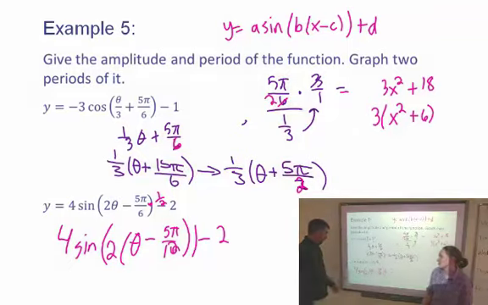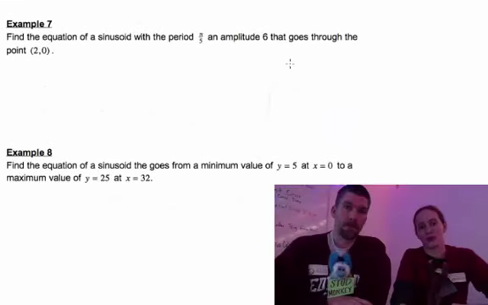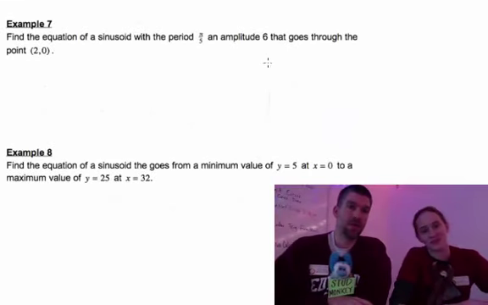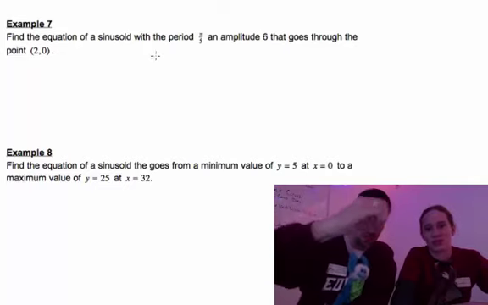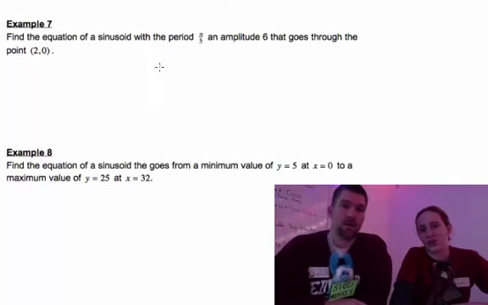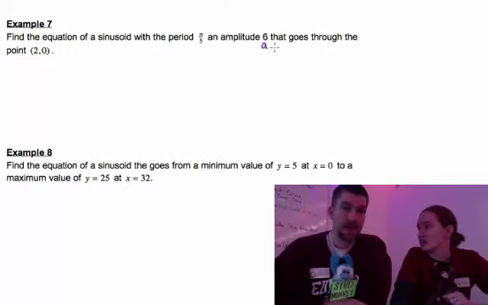So, that's it. Example 7. We're going to find the equation of a sinusoid. Remember, that's a sine curve, with a period of pi over 5, an amplitude of 6, and it goes to the point (2, 0). Okay, so let's think about what we know. We know that amplitude is 6. That's our A.